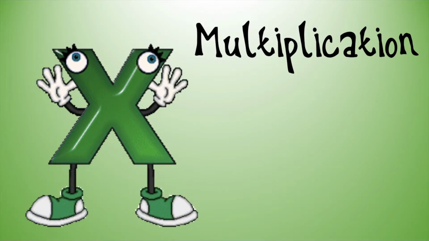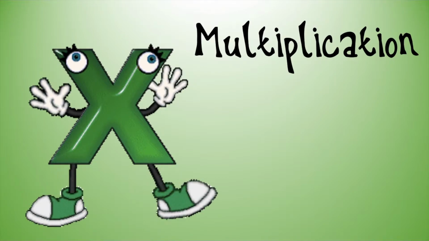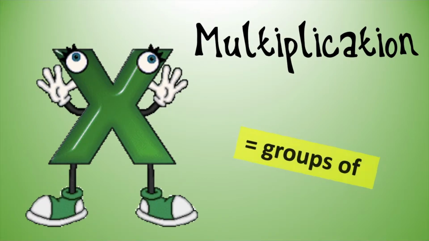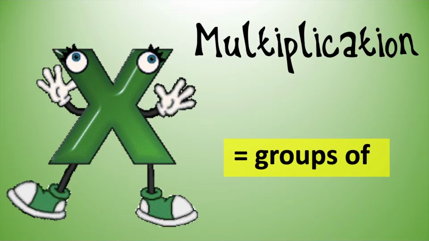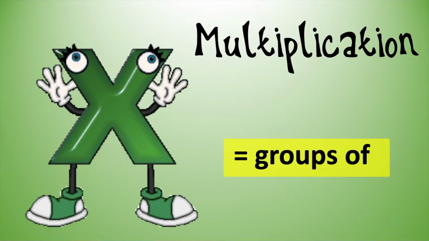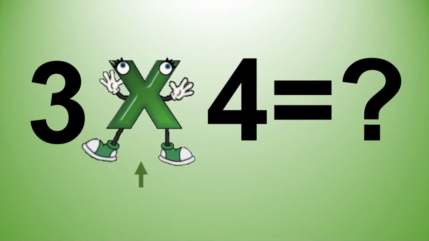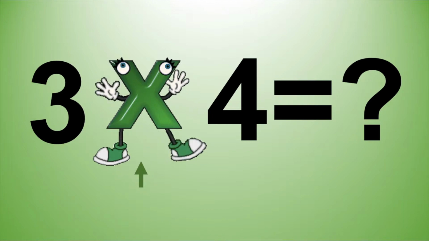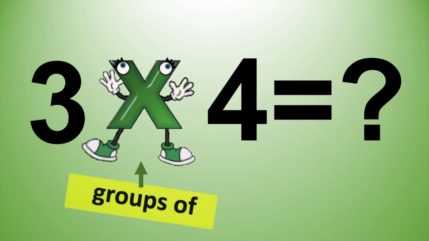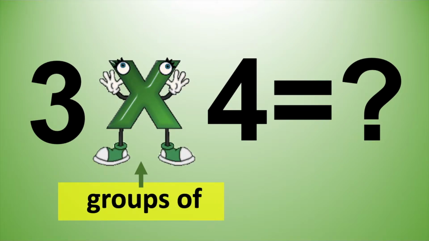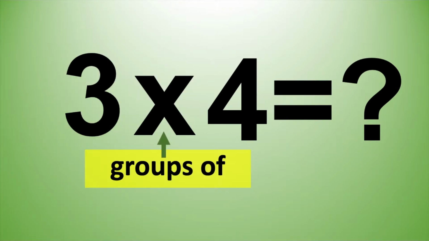Today's lesson is about multiplication, but specifically we're going to learn about groups of. So when you see the times symbol or the X symbol, I want you to think of the word groups of. So for example, this number sentence says 3 times 4 equals. Instead of saying the word times today, we're going to say the word groups of. So 3 groups of 4. So it will look like this.